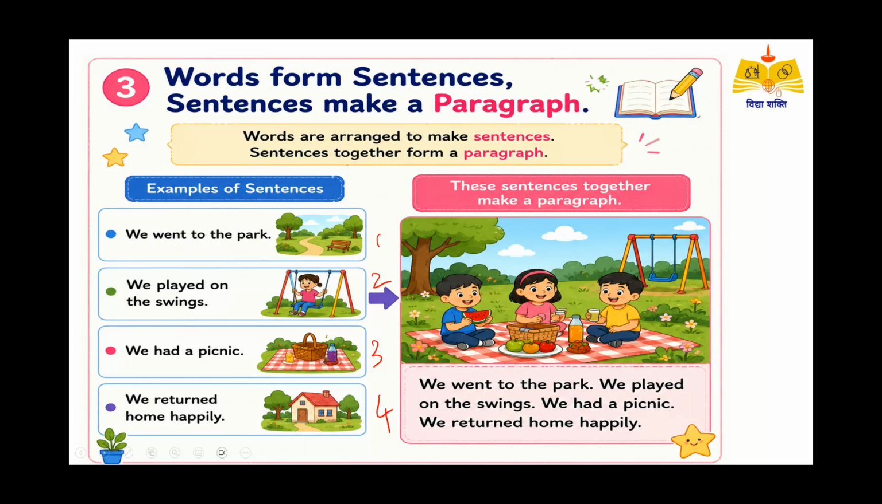దీంట్లో what you are observing, it is a sequence. One sentence is related to the other sentence. We went to the park. వెళ్ళాము. తర్వాత ఏం చేసాము? We played on the swings. Then what did we do in the park? We had a picnic. So we had a picnic by playing with some friends, eating together. And after the picnic, we returned home happily. Now all these sentences are related. So now you can use these sentences to form a paragraph. These sentences together make a paragraph.